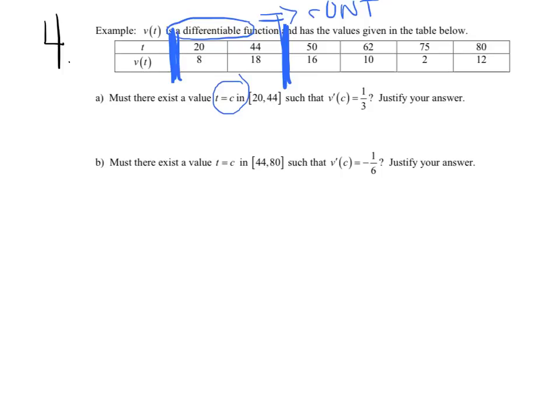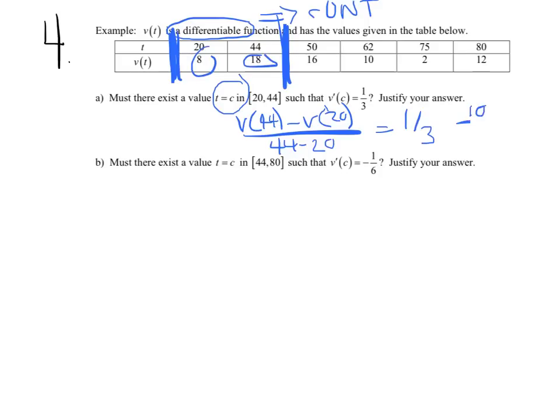Well, you only have 2 points to play with here, so I'm going to say v of 44 minus v of 20 all over 44 minus 20 equals 1/3. And my goal is either to show that it does or that it doesn't. So 18 minus 8 gets me an answer of 10 over 22. And would you say 10 over 22 is equal to 1/3? Hopefully not. So again, no, since that's not true.